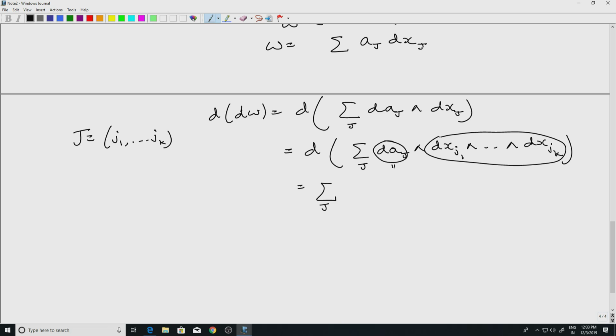So if I call this alpha and this beta j rather, then I get d alpha wedge beta j plus, well here I'll be getting a negative sign actually, because the first term here is a one form, negative of alpha wedge d of beta j.